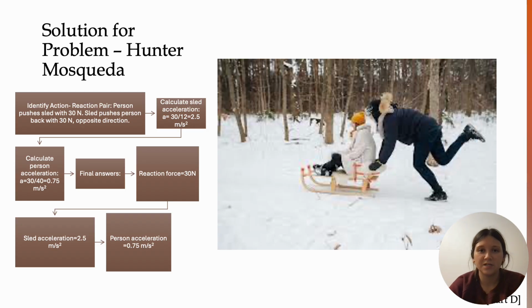This slide walks through the step-by-step solution. I first identify the action-reaction pair. The person pushes the sled with 30 newtons, so the sled pushes back with 30 newtons. Next, I calculate the sled's acceleration using 30 divided by 12, which gives us 2.5 meters per second squared. Then I calculated the person's acceleration using the same force divided by the larger mass, which gives 0.75 meters per second squared. These are my final answers.